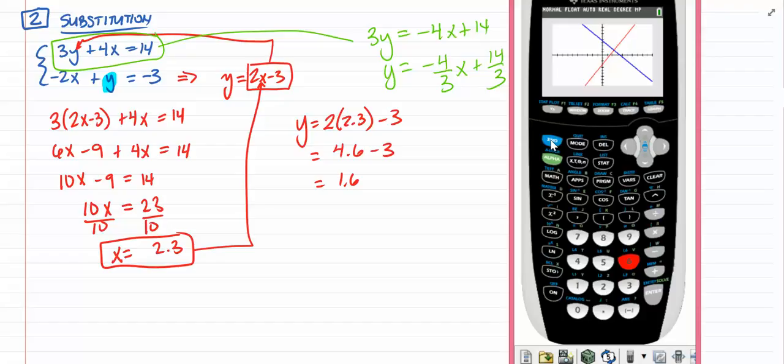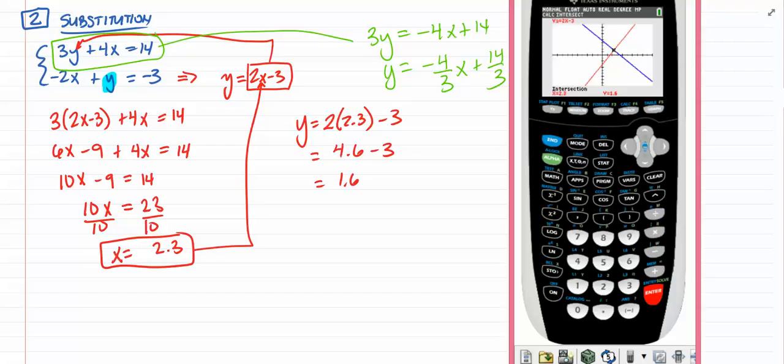Second calculate. What option do we want? 5. Very good. Am I on the first line? Am I on the second line? Okay. Do I want to guess? No, let's just actually hit the button. Hey, 2.3, 1.6. Hey, that's what we got. 2.3 and 1.6. Awesome. Math is right.